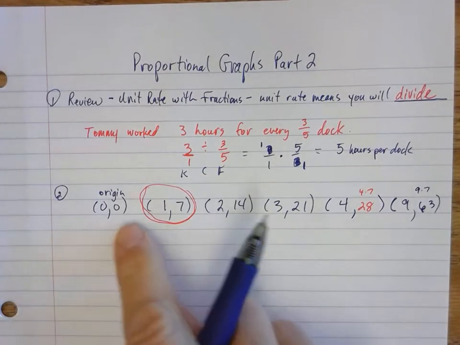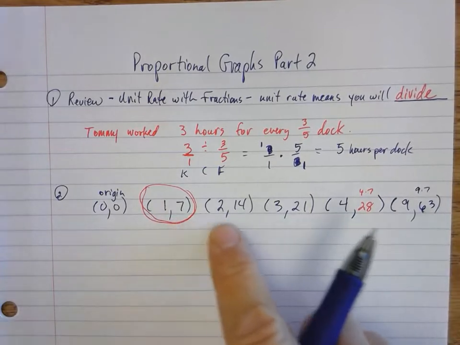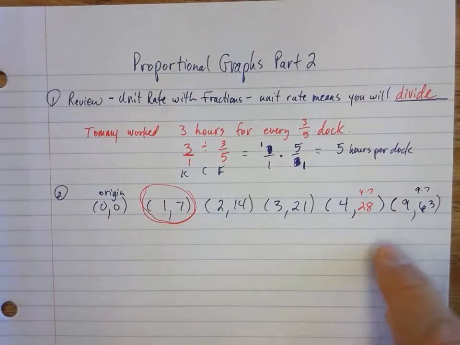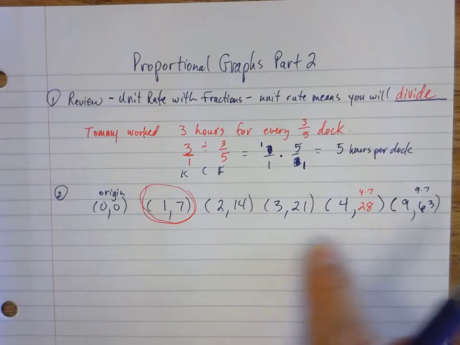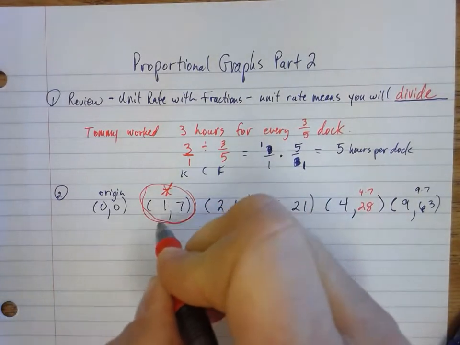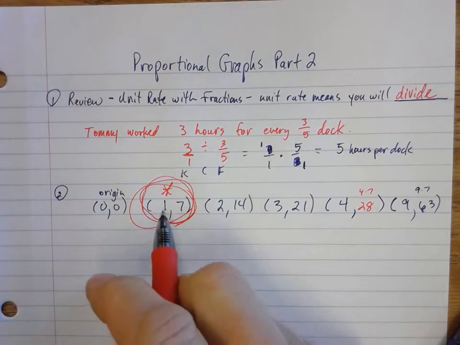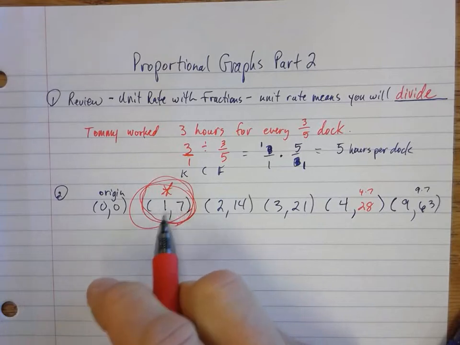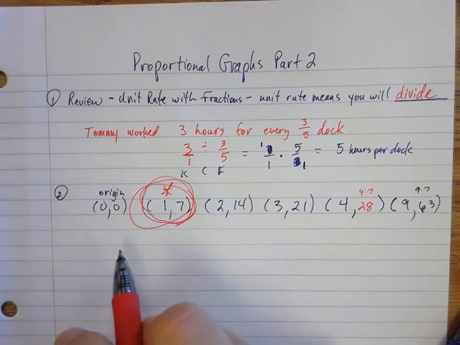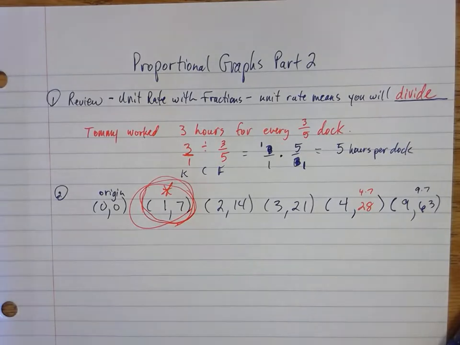You may have some problems where it's asking you, we've given you these, what's the next one going to be, or where is this next one going to be? Always look at this one right here. This one is the key to the whole shooting match, the one that's 1 whatever: 1, 1.5, 1, 2.5, 1, 8, whatever. That's telling you at 1 your unit rate is going to be 7, or your constant of proportionality is going to be 7.